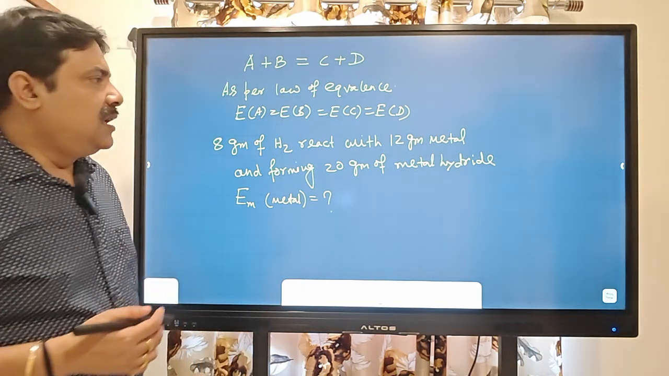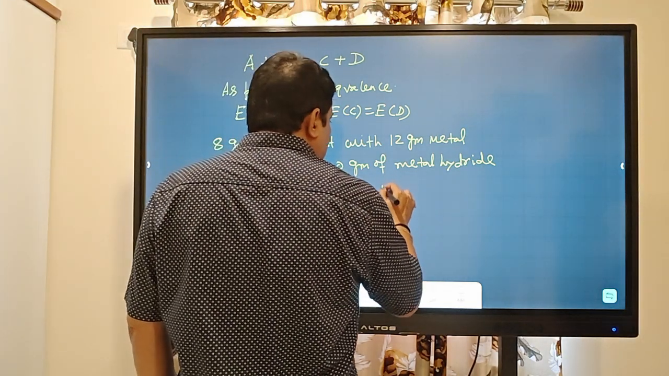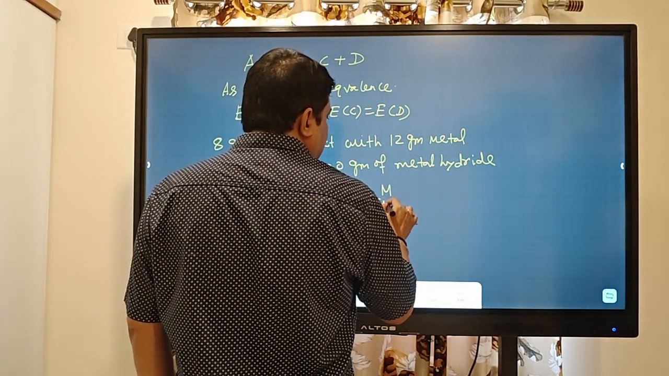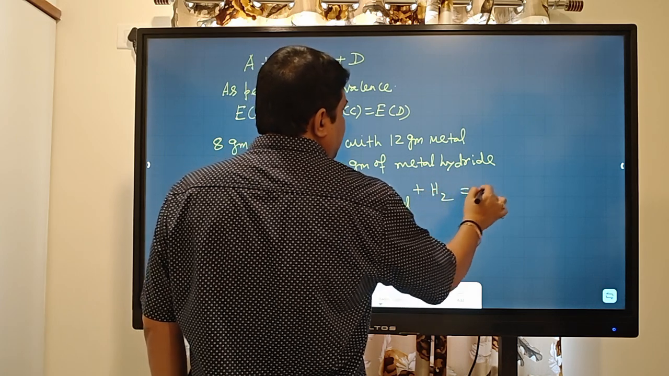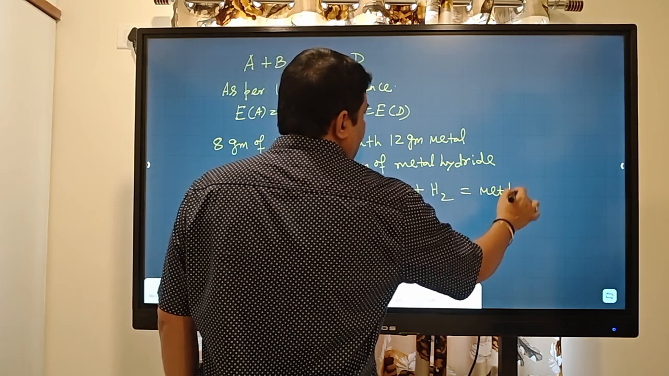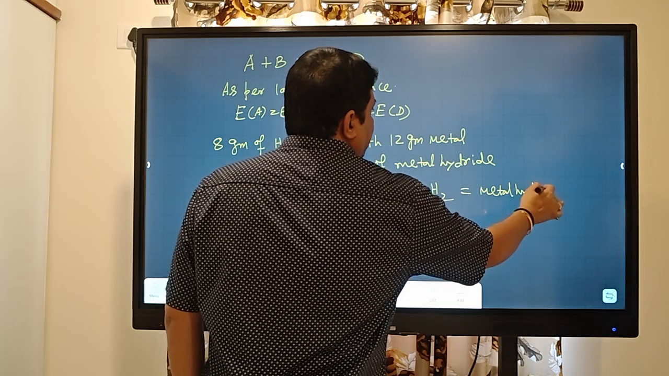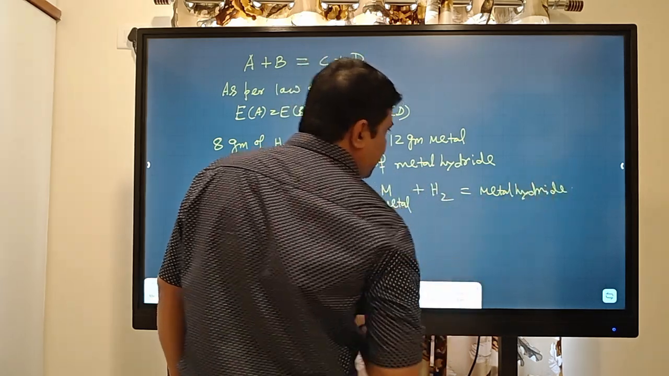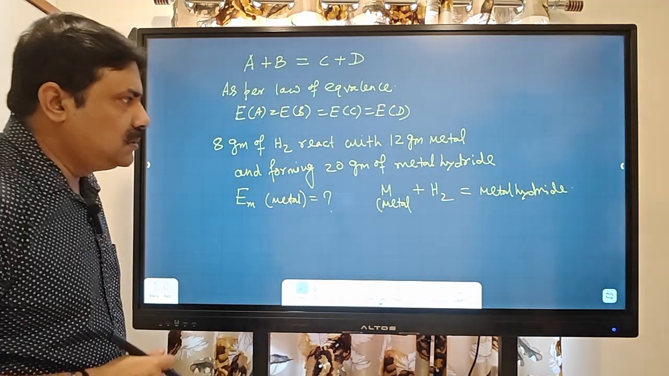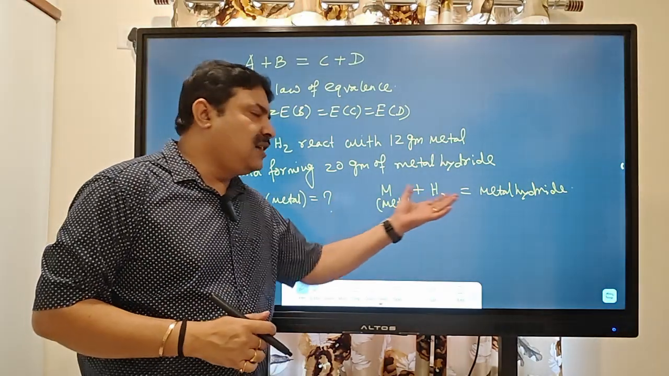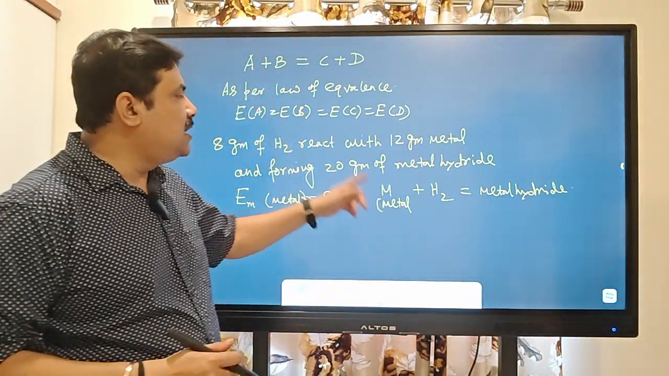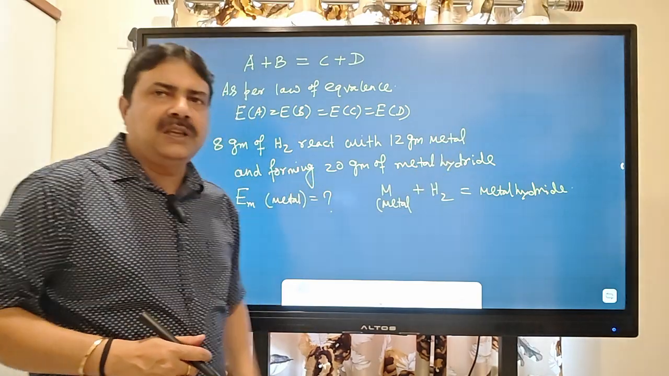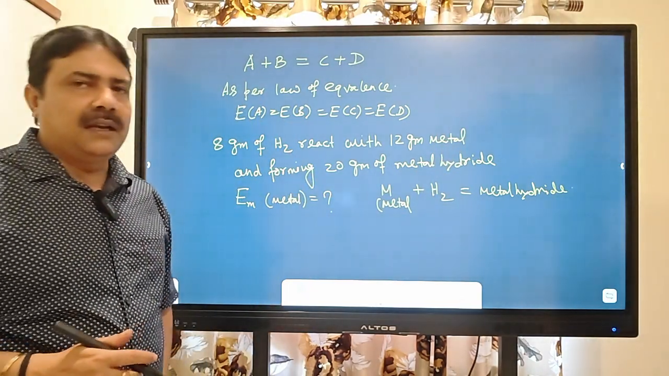So now immediately what I can write down, suppose my metal M is reacting with hydrogen and this is forming metal hydride. I don't know what is the formula, what is the valency or the combining capacity of the metal, nor the mole ratio of the reaction. So I simply write down: metal plus hydrogen is forming metal hydride.